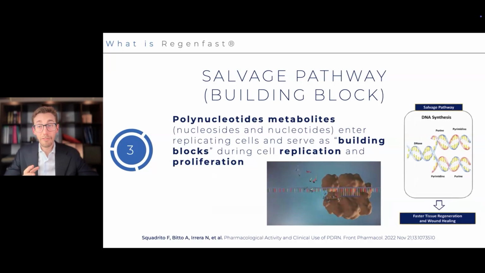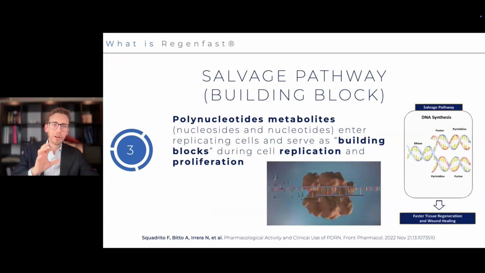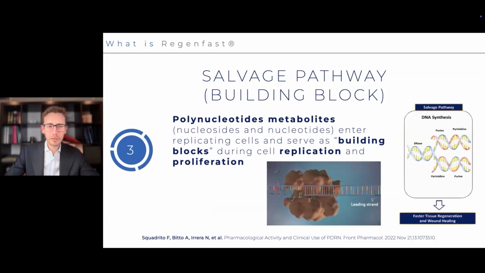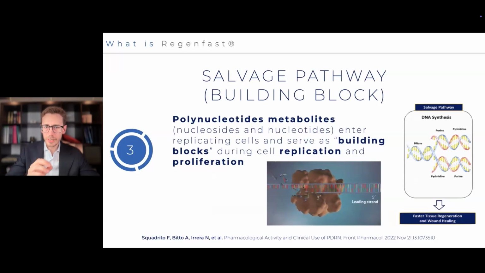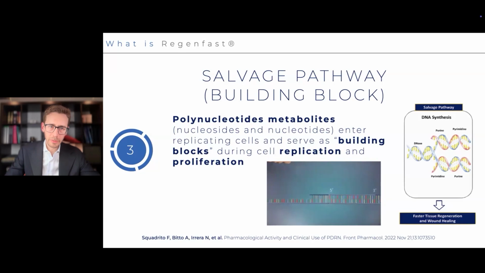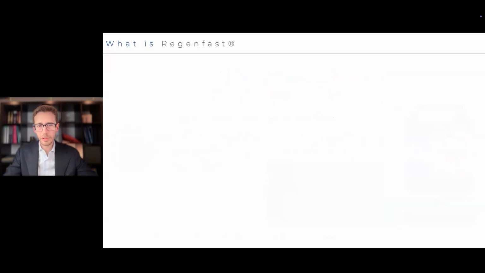we can identify a very interesting pathway, which is called the salvage pathway or the building block theory. Fundamentally, nucleotides are obtained by the catabolism at the extracellular level of polynucleotides into nucleosides and then nucleotides. Once nucleotides enter the intracellular environment, they can act as ready-to-use genetic material for DNA polymerases to perform the replication of the genetic material. So all of a sudden, the DNA polymerases of the replicating cells have an increased availability of genetic material to perform the cellular replication.